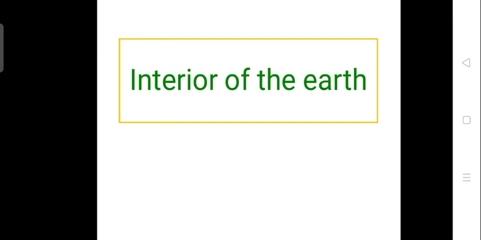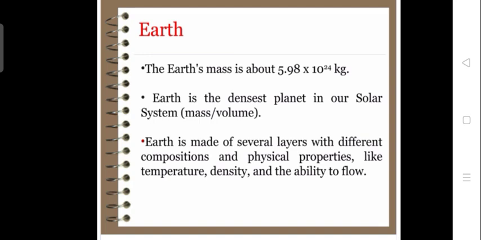Hi all, today we are going to learn about the interior of the Earth. First of all, our Earth is the only planet in the solar system which has life due to its special features. The shape of the Earth is geoid, and the mass of the Earth is about 5.98 × 10^24 kilograms, which makes it one of the densest planets in the solar system.